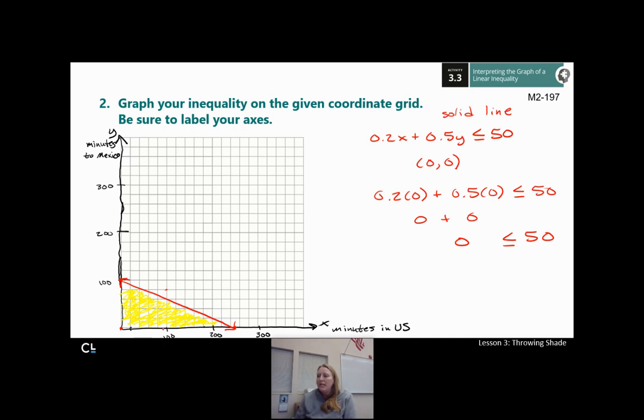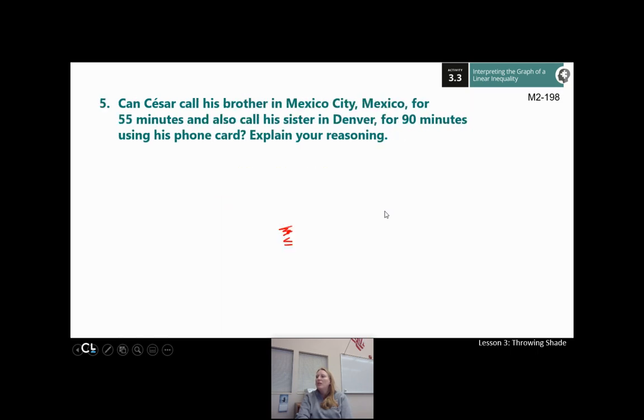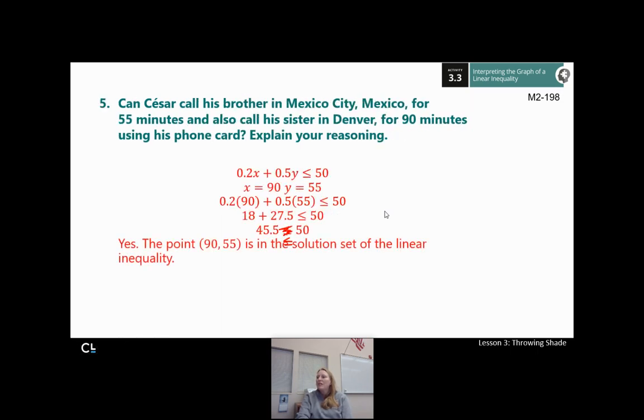90 would be about here. 50 would be halfway between here and ahead. Oh, yep, there it is. It is definitely within our shaded area. So yeah, that one totally works. So yeah, the point 90/50 is in the solution set of our linear inequality. Cesar can call his brother for 55 minutes and his sister for 90 minutes. Go Cesar. Cesar, maybe you just need a better phone plan.